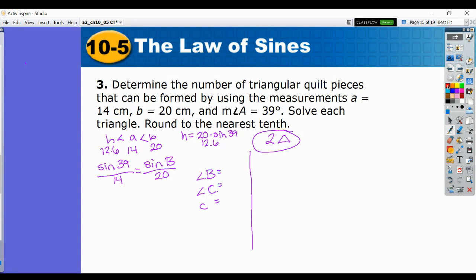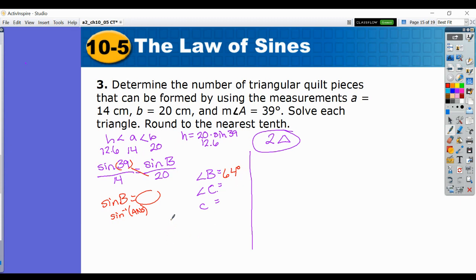So cross multiply, divide. You're going to get sine of B equals sine of 39 times 20 divided by 14. Make sure you close your parentheses and then hit second sine, second answer, second negative, and you will get, for angle B, 64 degrees. It says the nearest tenth, but I just got 64. So if you have a tenth on there, that's fine too.